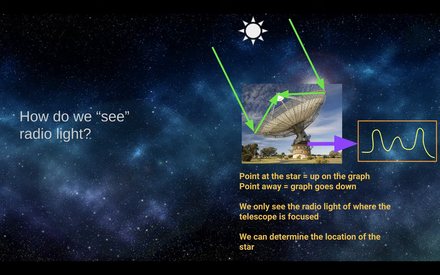So basically, you will only get a response from the telescope if you're pointing at something that is actually generating radio light. I think that should be fairly obvious. On the right here, you can see the graph going up and down, the response going up and down, the voltages going up and down. That's fundamentally what we are measuring. As the graph goes up and down and up and down like this, that means we are pointing our telescope at something emitting radio light, and then something not emitting radio light.